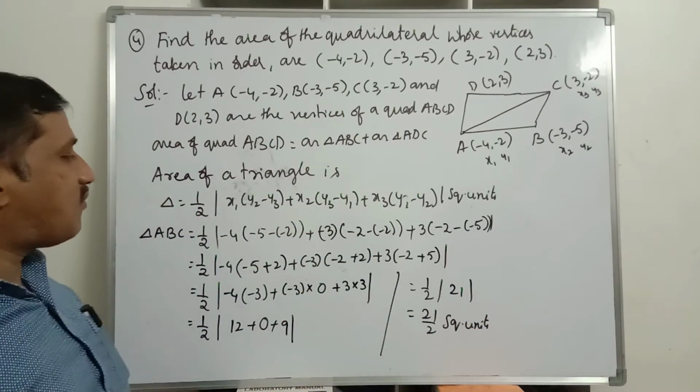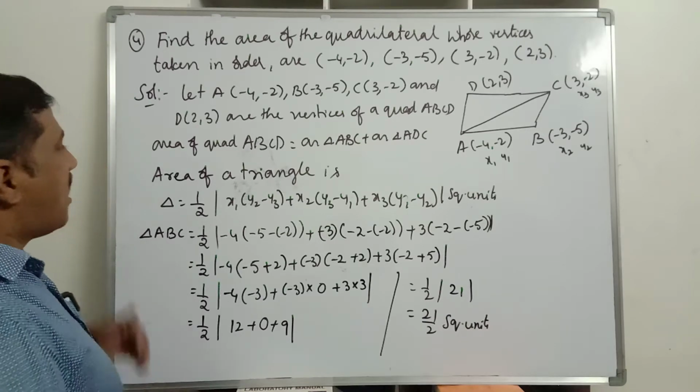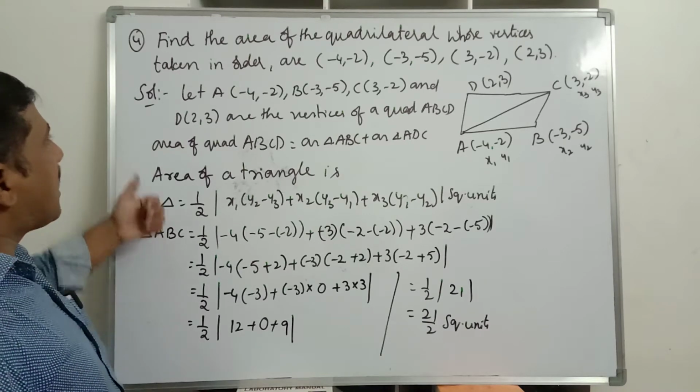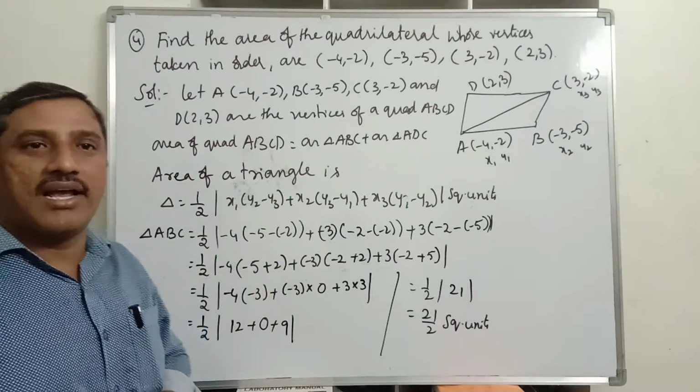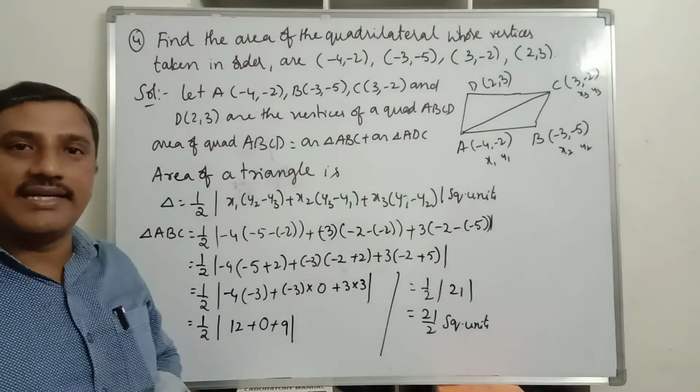Like this we have to find the area of triangle ABC. Now find the area of triangle ADC, then you add both. We will get the area of quadrilateral ABCD.